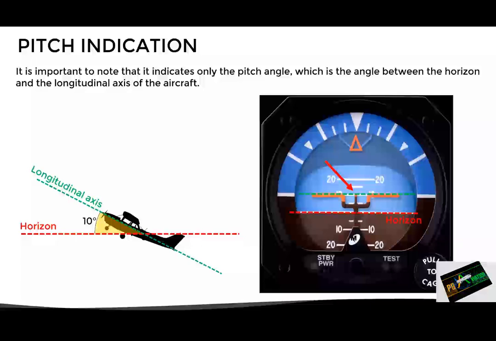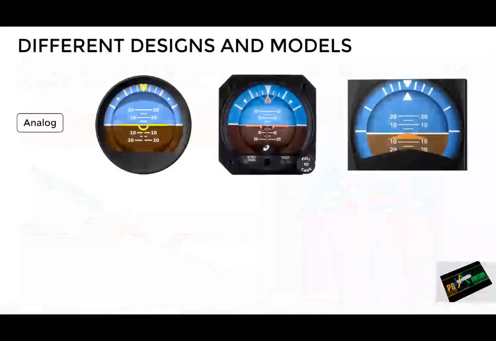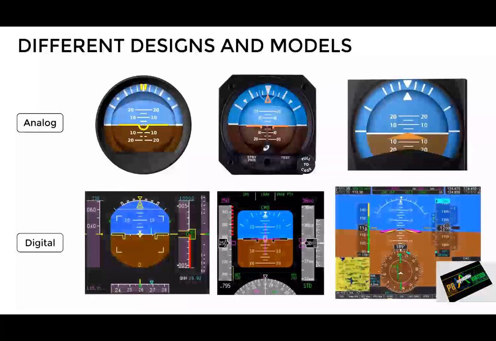Now, another thing to bear in mind is that this instrument does not indicate whether the aircraft is climbing or descending, since it only indicates the attitude of the aircraft in relation to the horizon. The instrument used to determine if the aircraft is actually climbing or descending is the vertical speed indicator. There are different models and designs of the attitude indicator, both analog and digital. And although they have slight differences, the information they provide is the same. Let's see some examples of how to interpret this instrument.